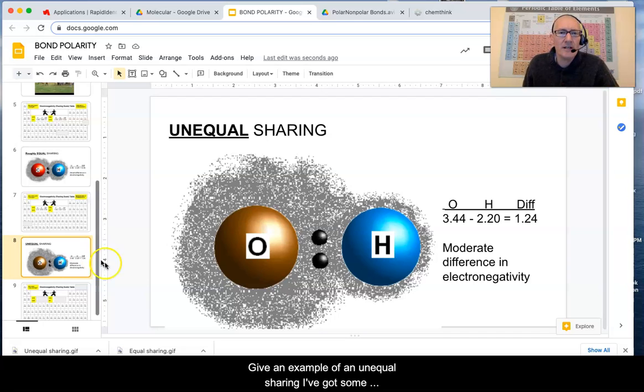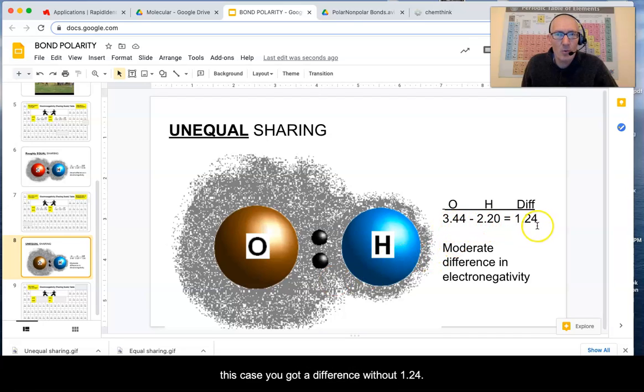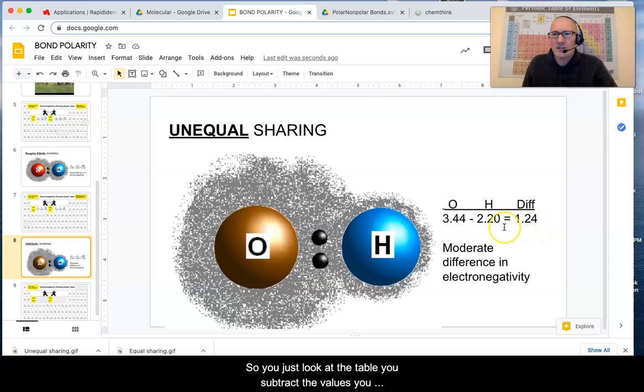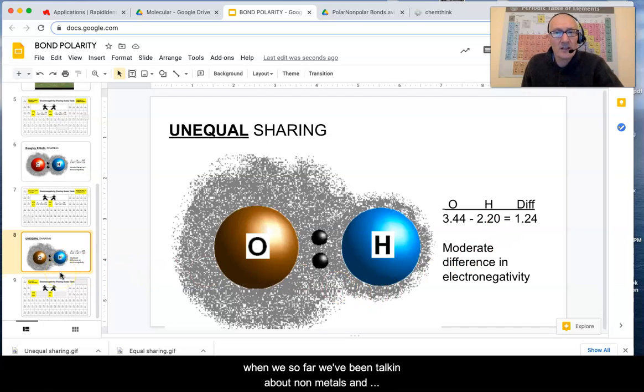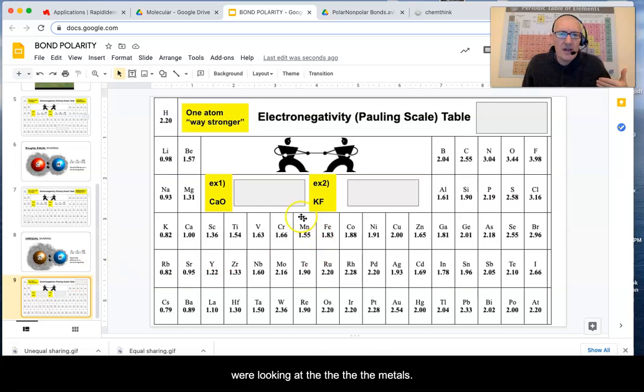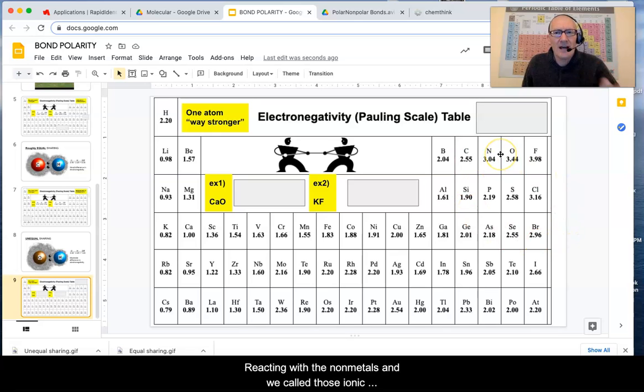Here's an example of some unequal sharing. We've got some oxygen and some hydrogen, and they're still nonmetals, so we're still talking about a covalent bond, but we have a little bit more of an electronegativity difference. In this case, you've got a difference of about 1.24. So you just look at the table, you subtract the values, and you've got your electronegativity difference. So far we've been talking about nonmetals and nonmetals. Well, in the previous unit, back before winter break, we were looking at the metals reacting with the nonmetals, and we called those ionic bonds.